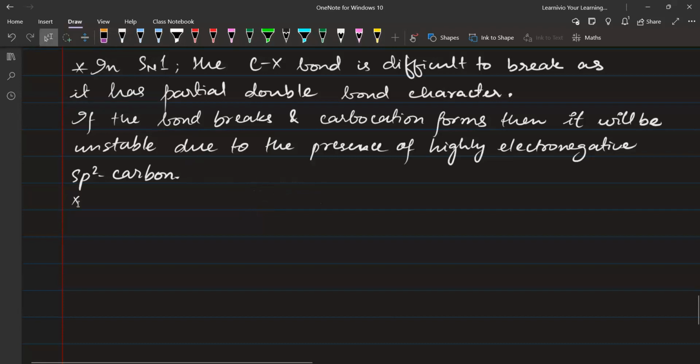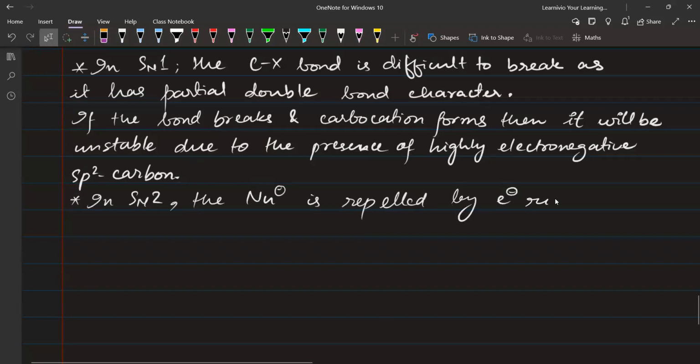What happens in SN2? In SN2, the nucleophile is repelled by electron-rich pi bond, and therefore it does not attack.